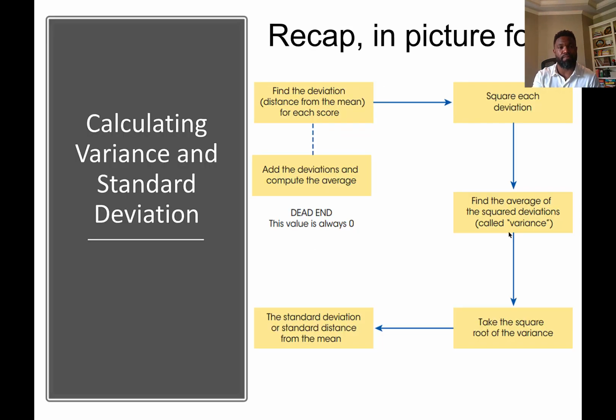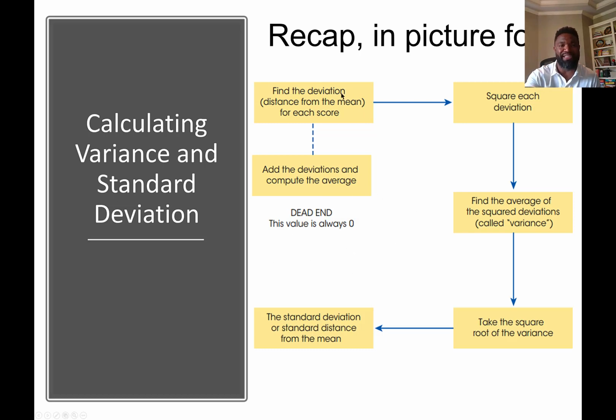Pretty simple. That was the recap of all of that, but let's look at it in picture form, for those of you who like pictures like me. I gave you a set of scores, and you can start here. We're going to get each deviation, add the deviations, and compute the average. That's not good, because that's always going to give us 0.